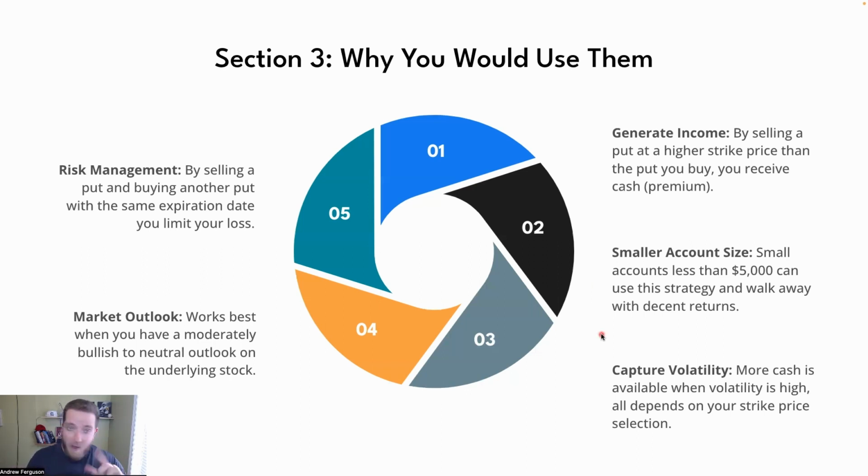You can also capture volatility. When there is fear in the market, you are able to get more cash and more premium paid to you in the selling of these bull put credit spreads. You can also limit your risk by selling these credit spreads, and you understand how much loss potential there is going into each trade up front. And when you have a market outlook that looks moderately bullish to neutral, it is a great time to weaponize this trading strategy to make a little bit more premium when there's an expected move that you understand.